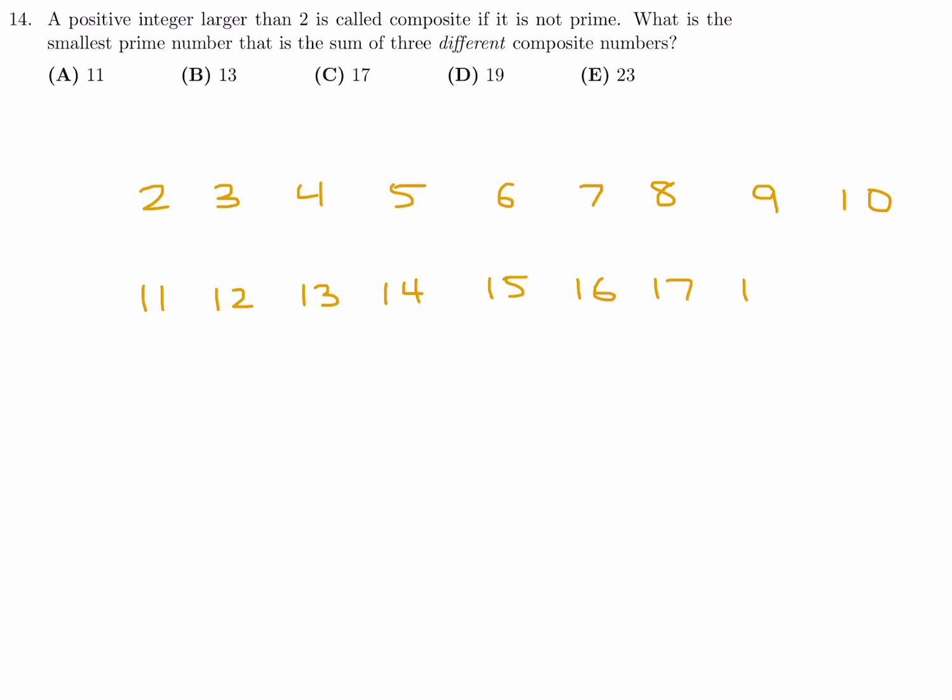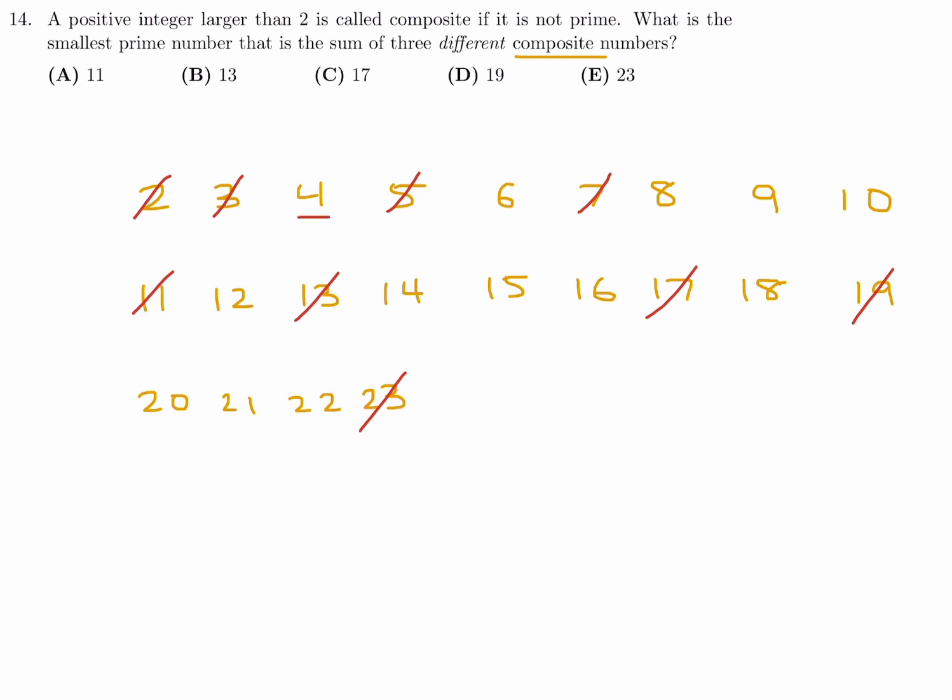Let's see what we get. Maybe we'll get it pretty quickly. First and foremost, we are only interested in composite numbers, so I can immediately cross off the primes. That's prime, 5 is prime, 7 is prime, 11, 13, 17, 19, and 23. All right. So from the remaining numbers, I've got to choose 3 different numbers and add them up to get a prime number.